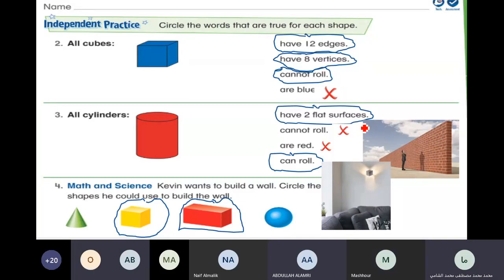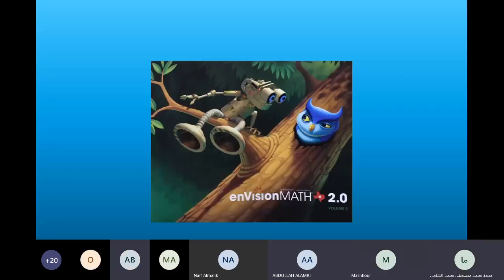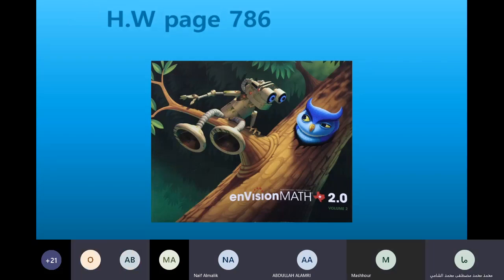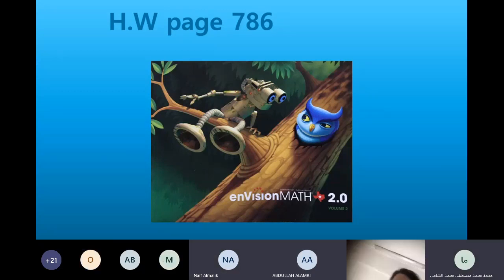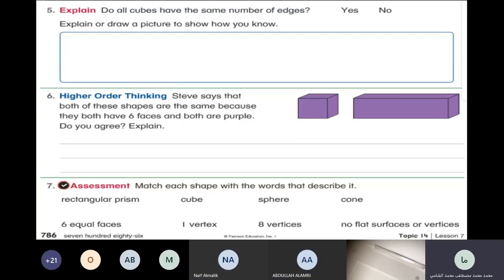Okay. On the page. Yalla, page 787. Okay. Okay. Please turn off the mic, please. Turn off the mic. And look, number five. Yalla, question number five.